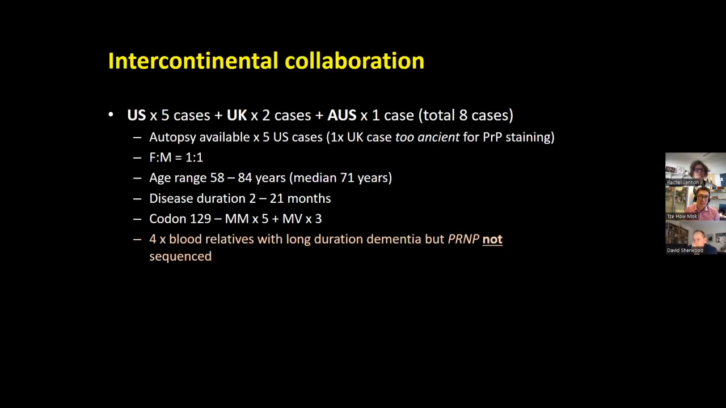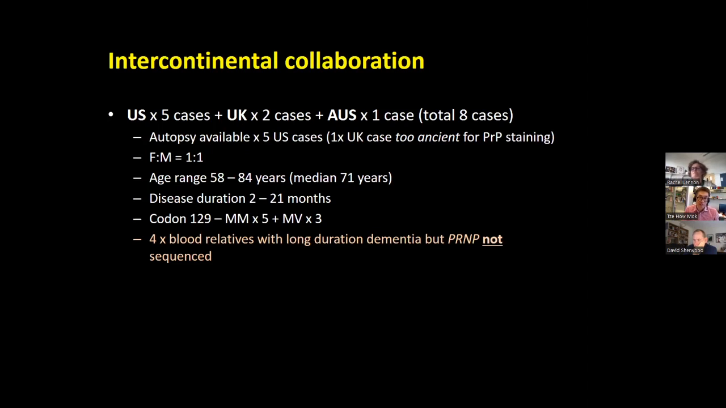At the prion conference, I think it was 2018, we bumped into Brian Appleby from the US, and he had 5 cases. He then led this intercontinental collaboration from which we garnered a total of 8 cases worldwide, and from which 5 US cases had autopsies available. The one that we had in the UK, although it was too ancient for immunostaining, we did have frozen tissue, and the female to male ratio is 1:1.